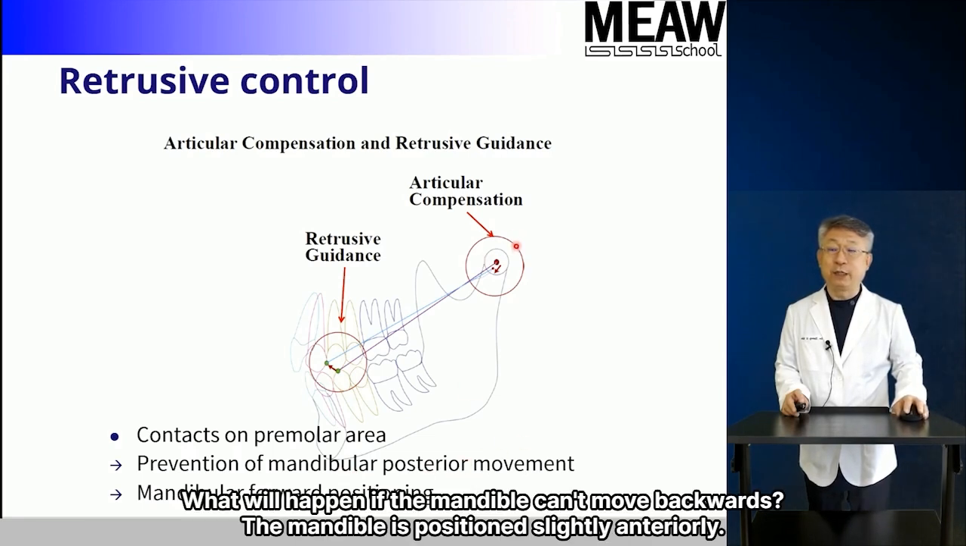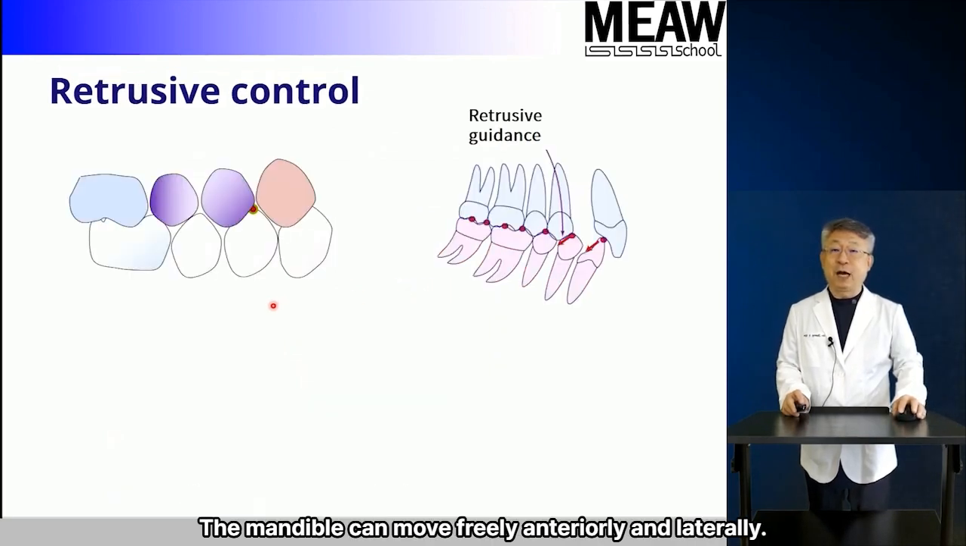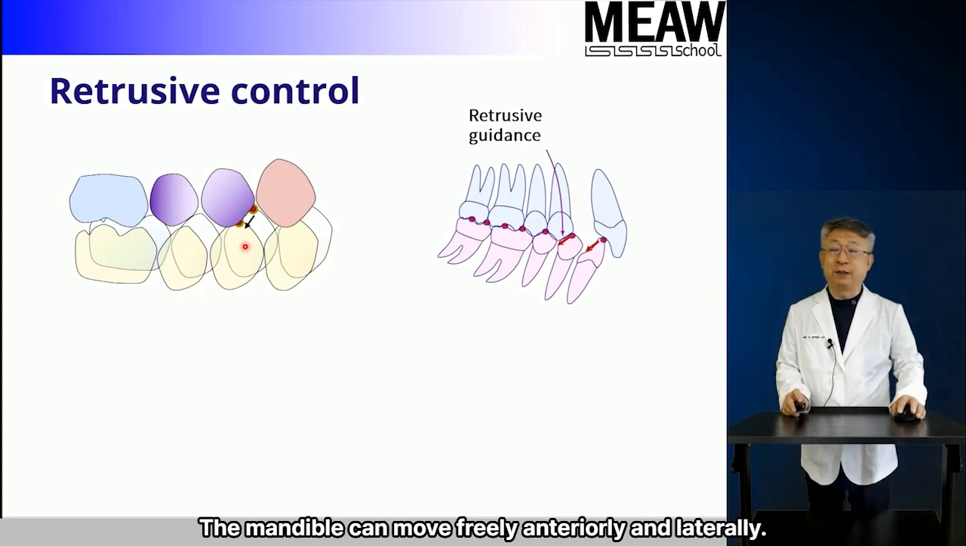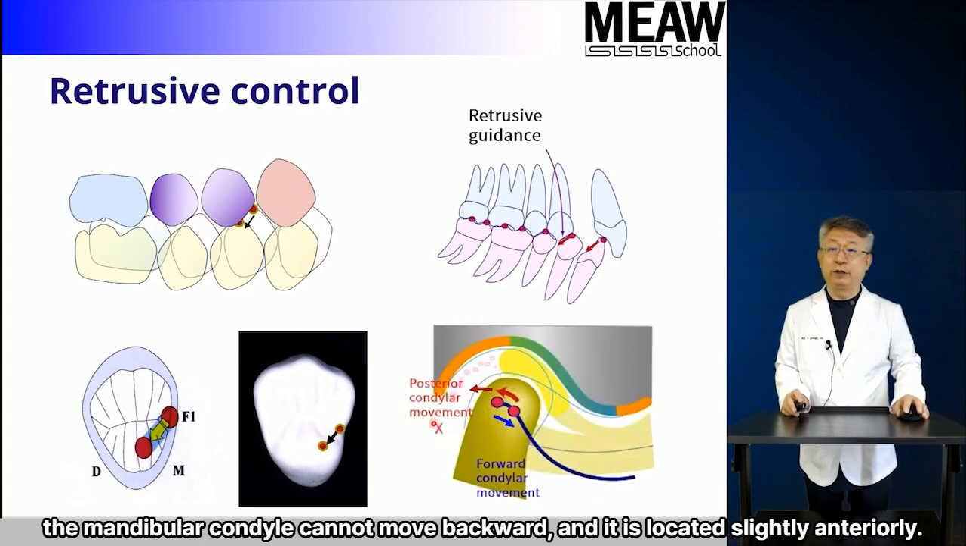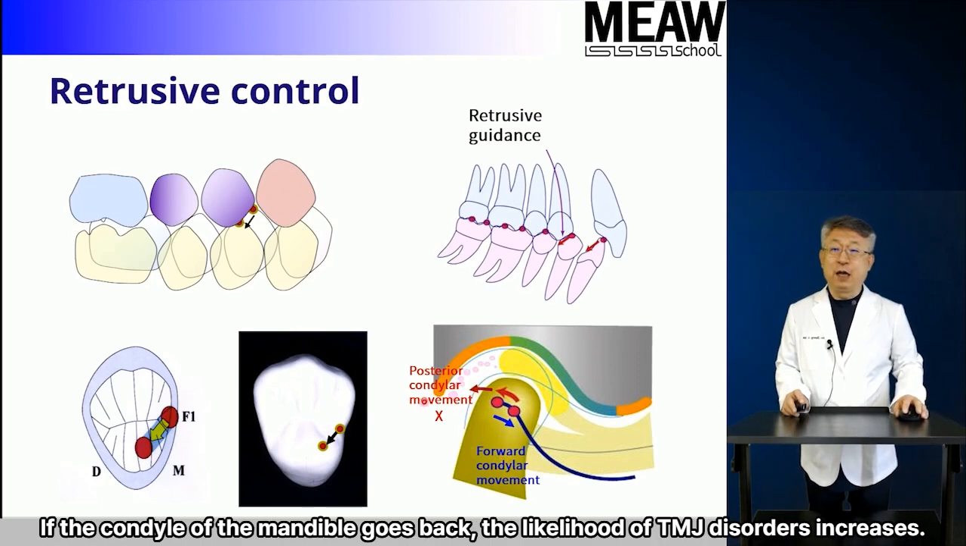What will happen if the mandible can't move backwards? The mandible is positioned slightly anteriorly. The mandible can move freely anteriorly and laterally. As the lower premolar cusps contact the lingual cusps of the upper premolar, the mandibular condyle cannot move backward, and it is located slightly anteriorly. If the condyle of the mandible goes back, the likelihood of TMJ disorders increases.